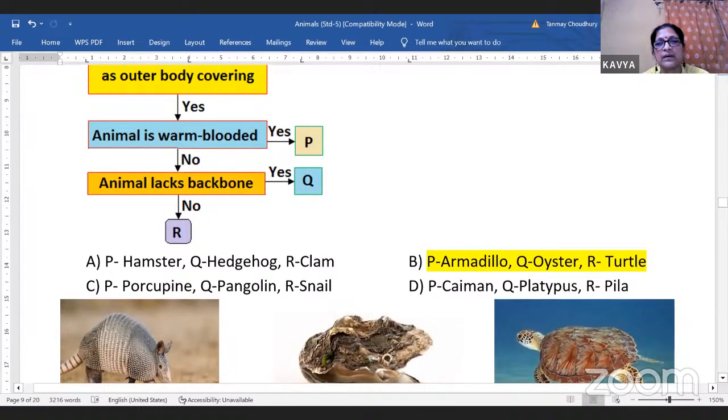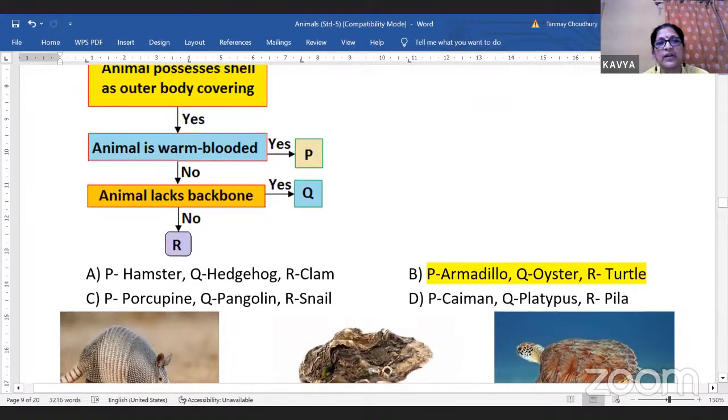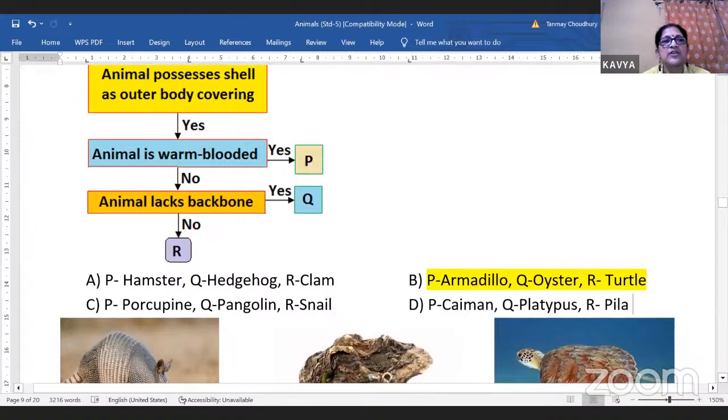So animal that possesses shell as its outer covering is armadillo. You can see the armadillo here. It's got a very hard covering. Okay, so it will be armadillo here. And animal that lacks backbone. The oyster does not have a backbone. It is an invertebrate. Okay, and it lacks backbone. Yes, oyster.